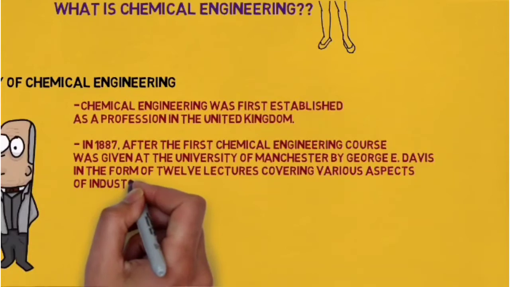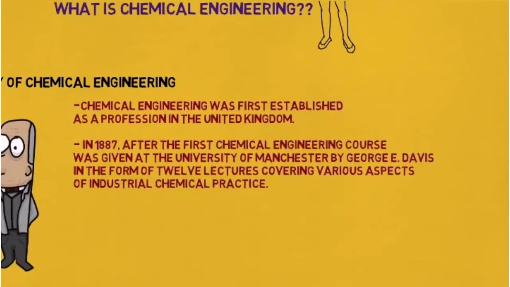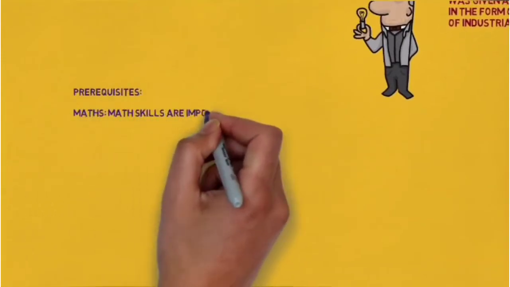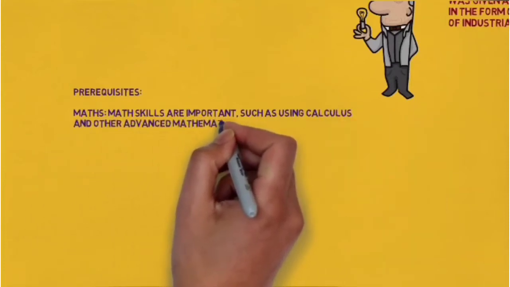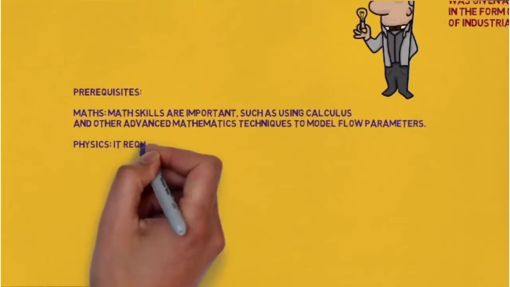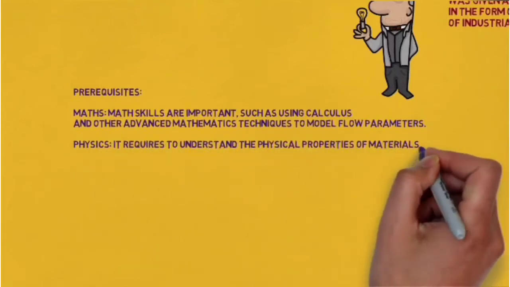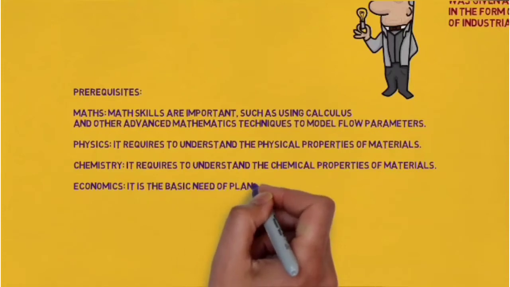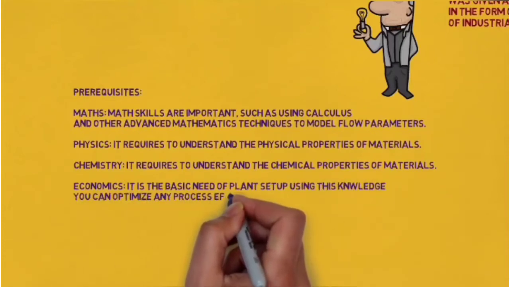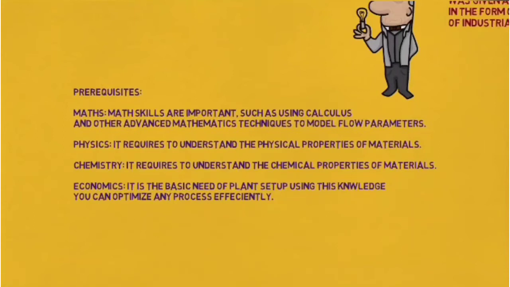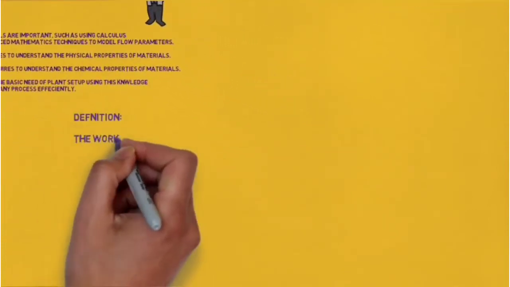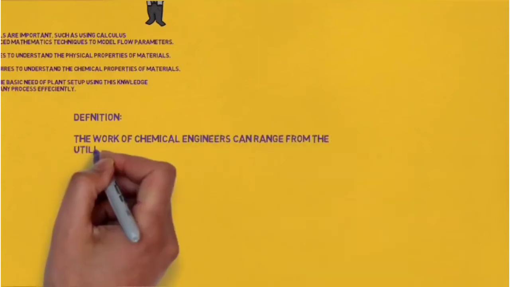Before opting for this course, you must know that the basic needs of becoming a successful chemical engineer are maths, physics, chemistry, economics and biology also. So why is math required? Math is required to model the flow parameters of different fluids. Why physics and chemistry? To understand the physical and chemical properties of the material. And economics will help you in optimization of different processes for different plants. And knowledge of biology will help you understand living organisms, bacteria, etc., and their properties.